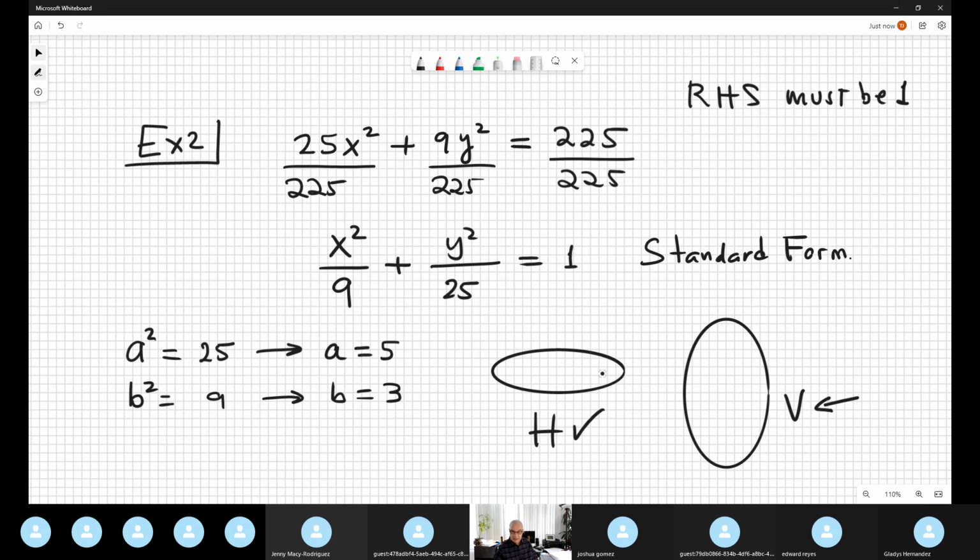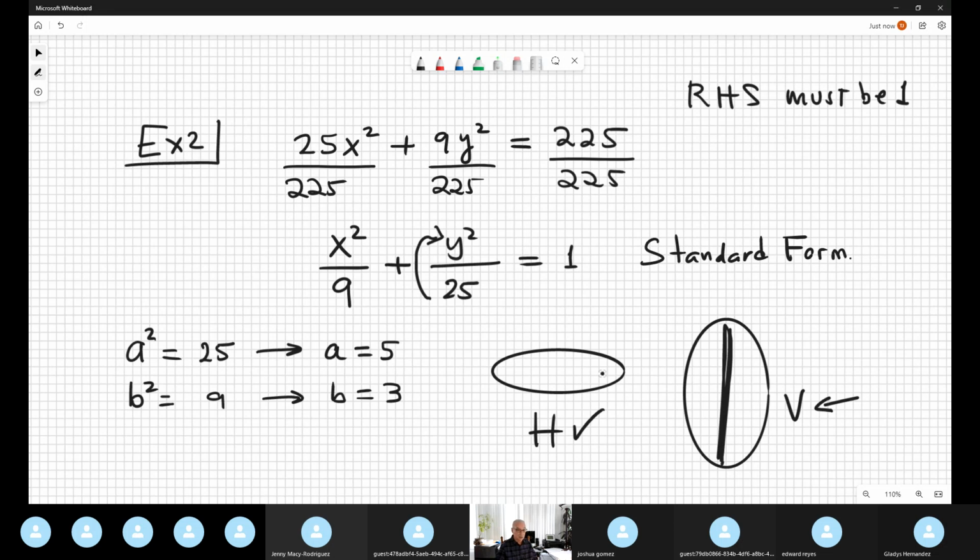A is the major axis. And the major, que es phi, que es associated with the 25, que es square, is associated with the y. Therefore, the major axis lies on the y-axis. Do you understand, Edward? Okay, this is a detail, I know, but you need to know that.